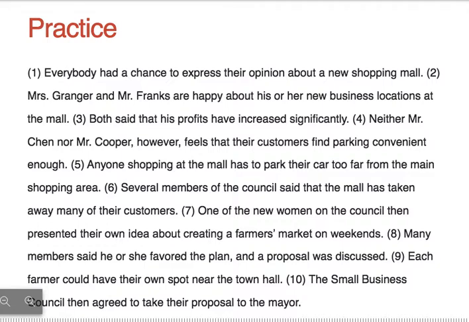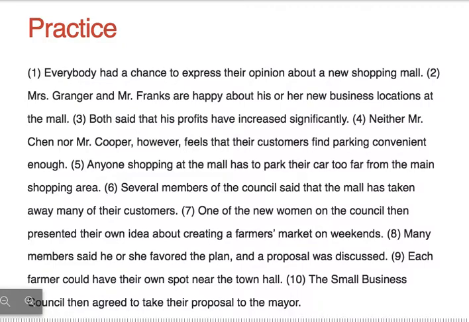Several members of the council said that the mall has taken away many of their customers. One of the new women on the council then presented their own idea about creating a farmer's market on weekends. Many members said he or she favored the plan, and a proposal was discussed. Each farmer could have their own spot near the town hall. The Small Business Council then agreed to take their proposal to the mayor.